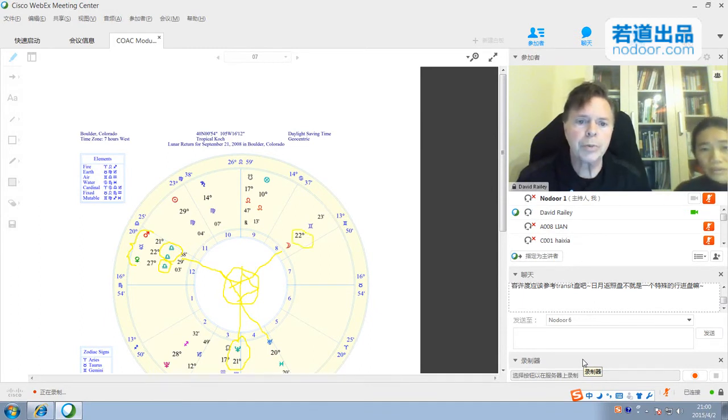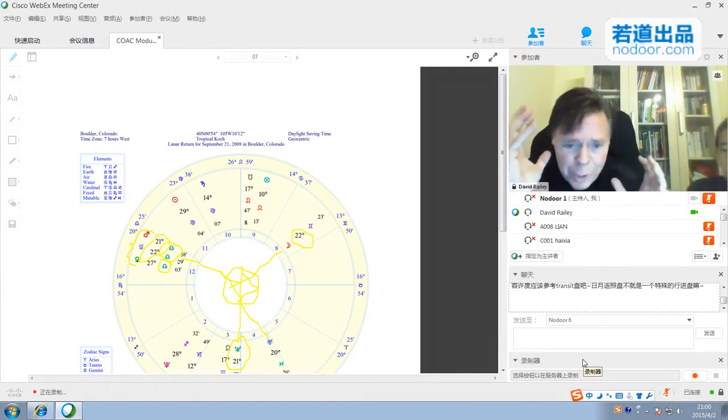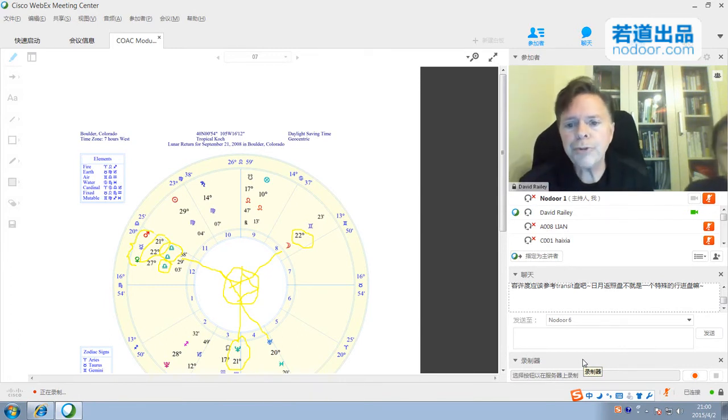Say 22, 21, 22, 21. Look at the degrees, people. That's unique. This is not an ordinary lunar return. That's significant.